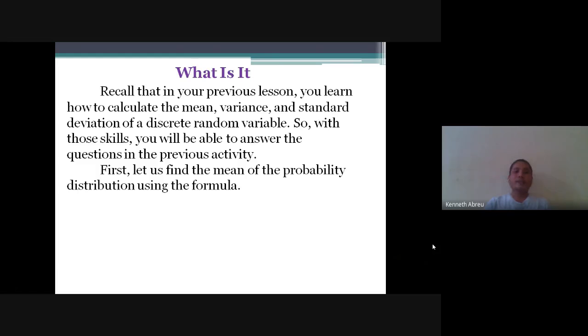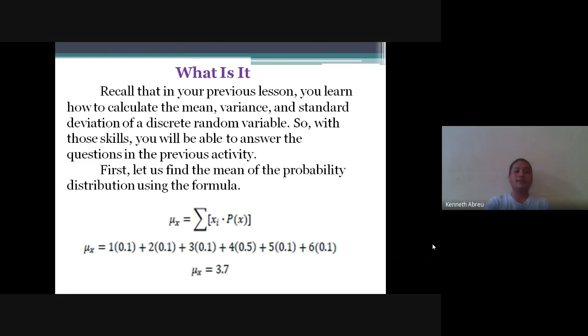So first, let us find the mean of the probability distribution using the formula. Based on the given problem, what would be the average number of dots that will appear if you roll a die? Based on the formula, the mean is equal to the summation of x sub i times the probability of x. Substituting the values, that will be 1 times 0.1 plus 2 times 0.1 plus 3 times 0.1 plus 4 times 0.5 plus 5 times 0.1 plus 6 times 0.1. The answer would be equivalent to 3.7.